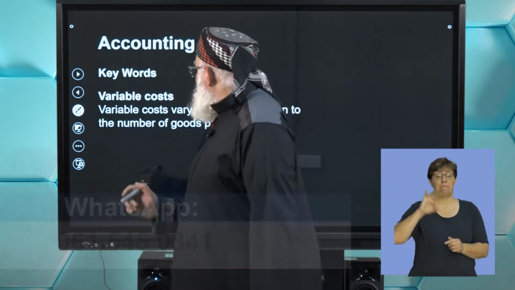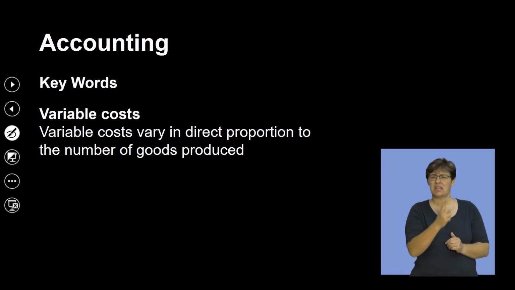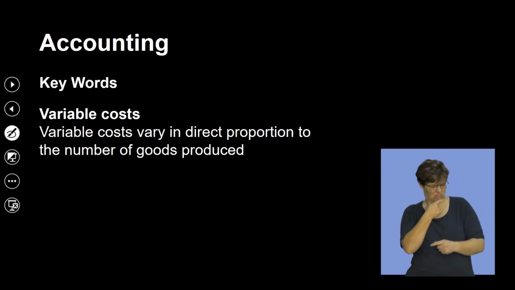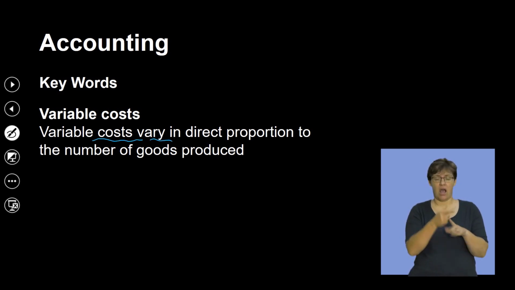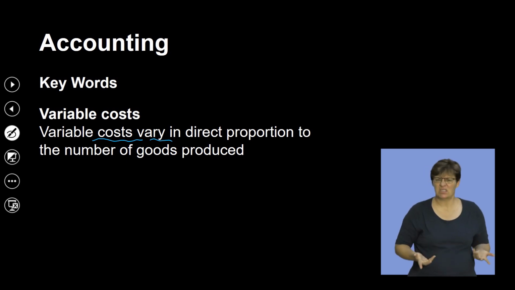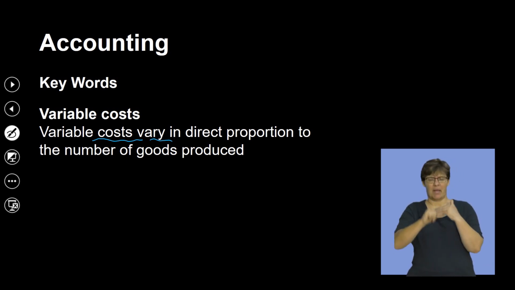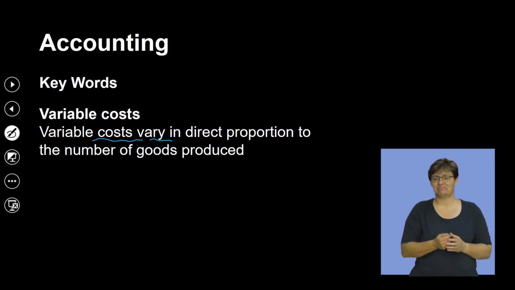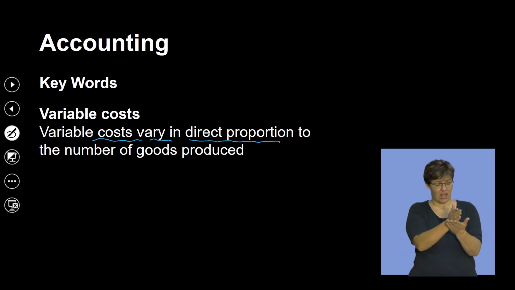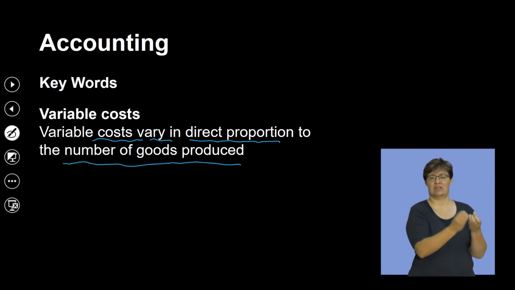Okay, so when we're talking about variable costs, what are we talking about? We are talking about those costs that vary. By vary, we mean they go up and down. They change. Why do they change? Because they are in direct proportion to the number of goods that are produced.